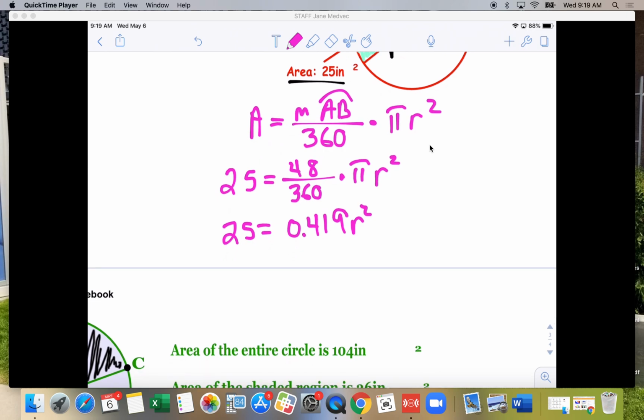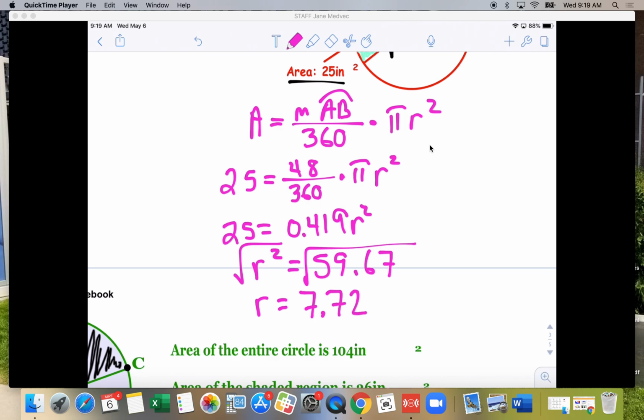Then what I'm going to do is divide both sides by 0.419. And so my radius squared is 59.67. I'm going to square root both sides, and I get r equals 7.72 inches. And again, you don't want to cut that off in your calculator. You want to leave it large. You can abbreviate it on your paper.